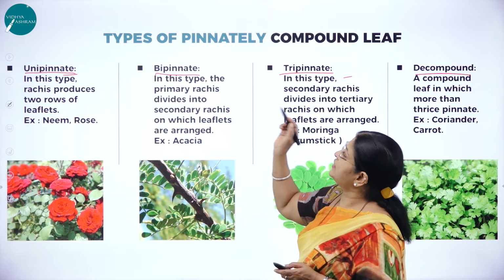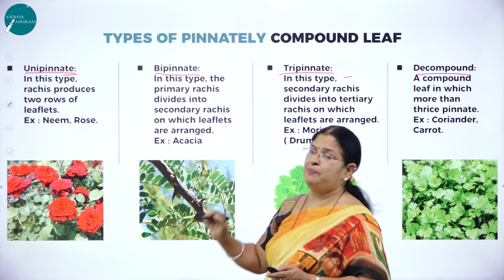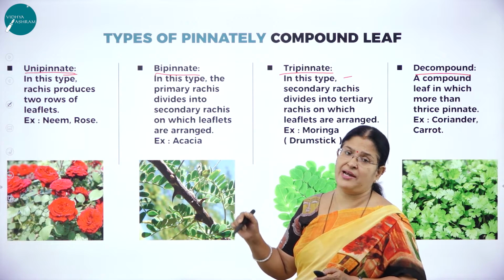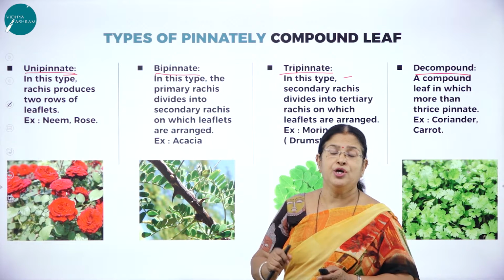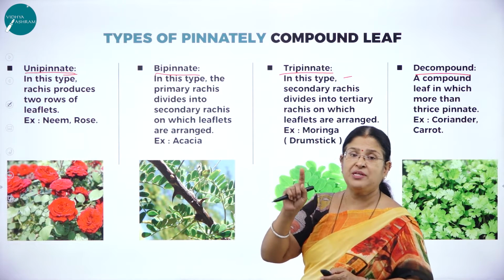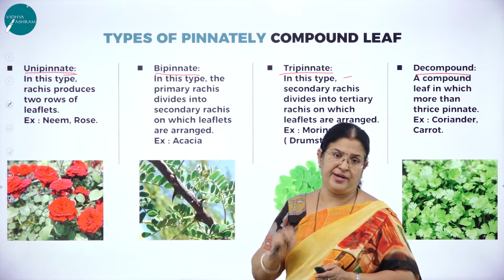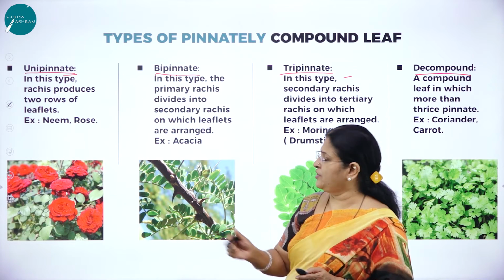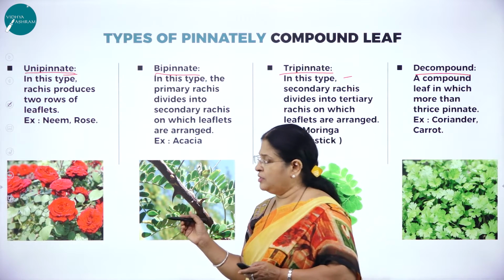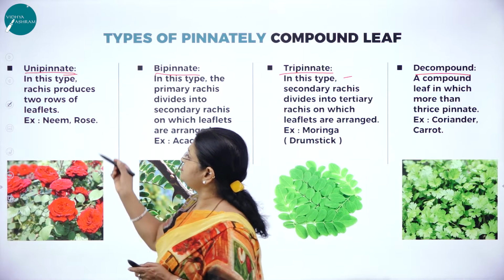So what are the types of pinnately compound? Unipinnate, bipinnate and tripinnate. The very word itself will tell you. Uni means one. Bi means two. Tri means three. So what is unipinnate? You can see the beauty. I'll explain with beautiful pictures and examples.